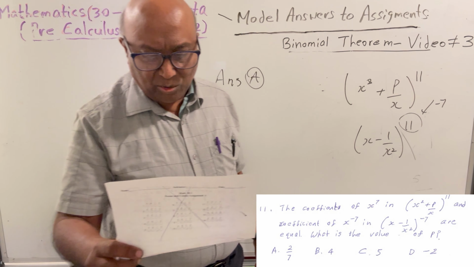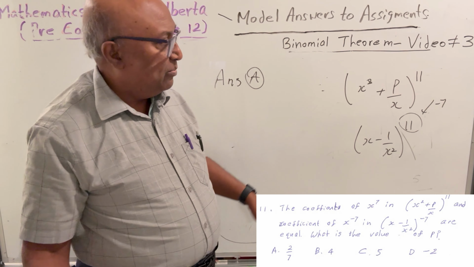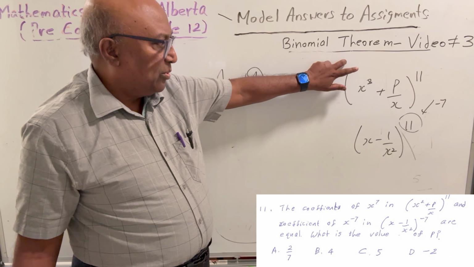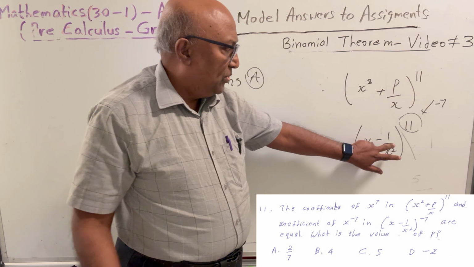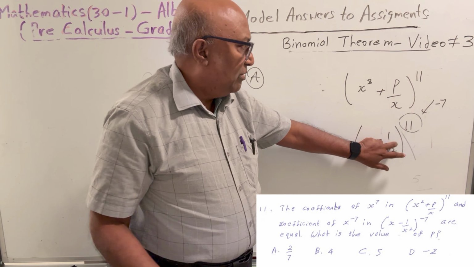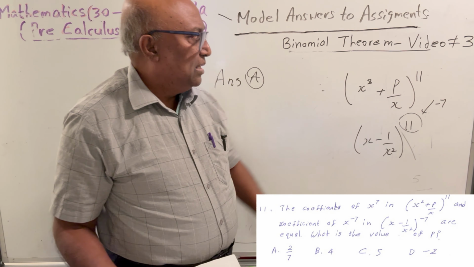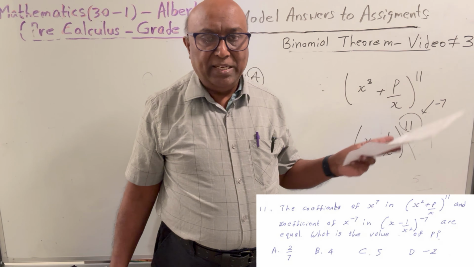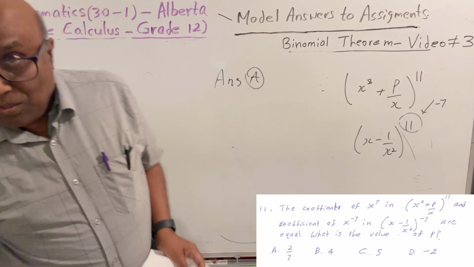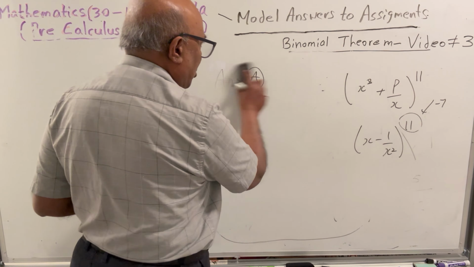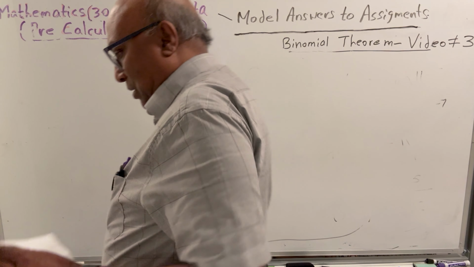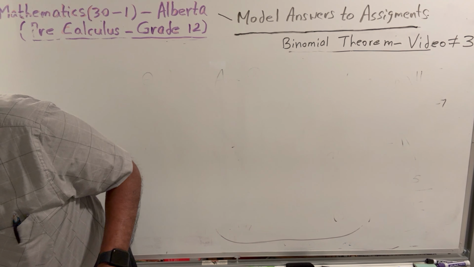This question is more similar to question number 10. You can figure out the coefficient of x^7 from here, and the coefficient of x^-7 from here. Then make them equal and you can solve this in the same manner as we did in the previous question. I skip this for a moment just to save time. Let's try another question.